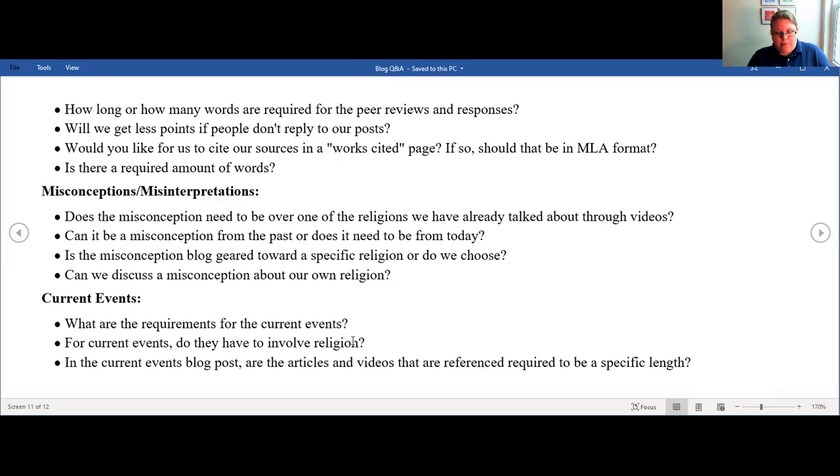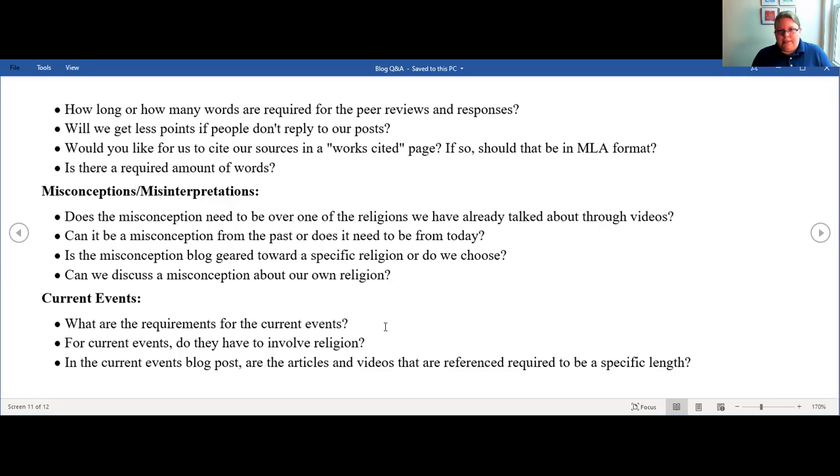And the current events blog posts, do they have to involve religion? Yes. The whole point of this class is to discuss world religions. So the current events have to involve religion. Sometimes religion might come up in a subtle way. So in the Middle East, for example, in the United States, for example, religion plays an inherent role in politics. So it's kind of inseparable, right?